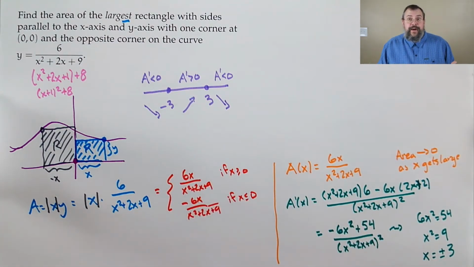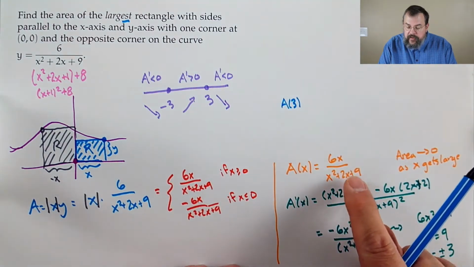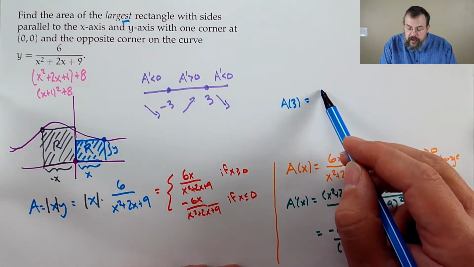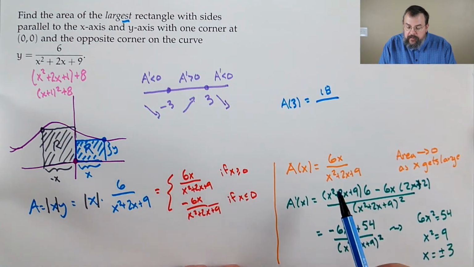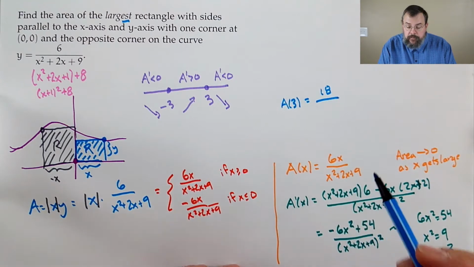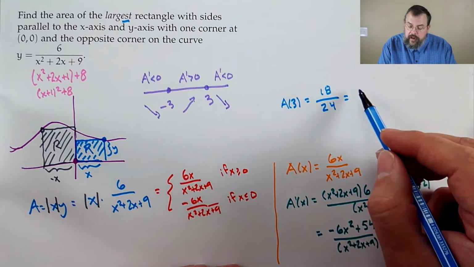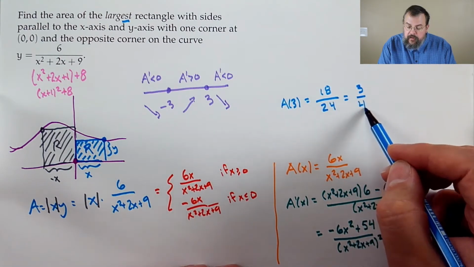Well, how do we figure it out? The last step for us to do is to carry out the evaluation. So let's plug it in. If we plug in positive 3 into our area, we'd have 6 times 3, which is 18. Downstairs we'd have 3 squared, which is 9, plus 2 times 3, which is 6, plus 9. 9 plus 6 plus 9 would be 24. So we get 18 over 24, which, since that's divisible by 6, is 3/4.